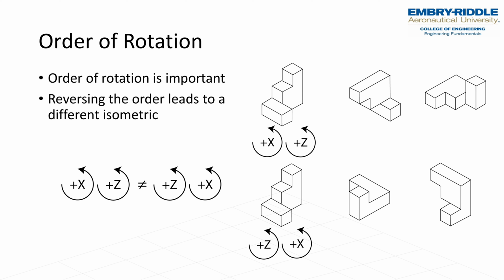And this tells you that positive 90 about x and then positive 90 about z is not the same as positive 90 about z and then positive 90 about x. So it's important for you to be consistent with the order of rotation that's given to you and perform the operations in the order that's specified.